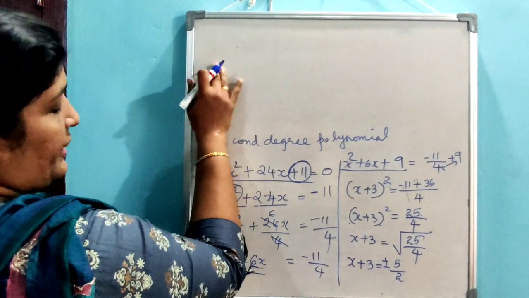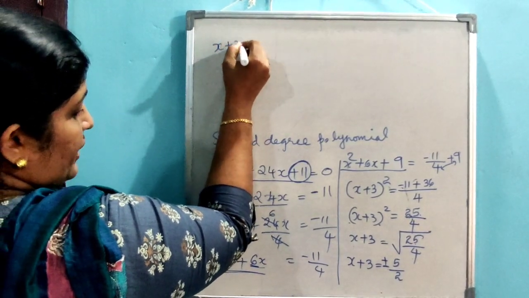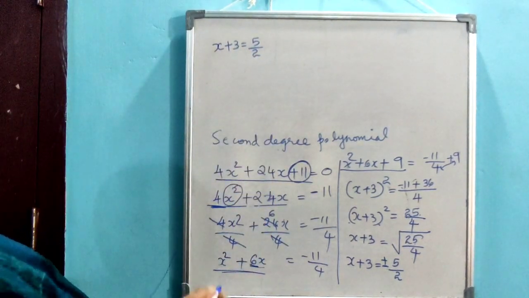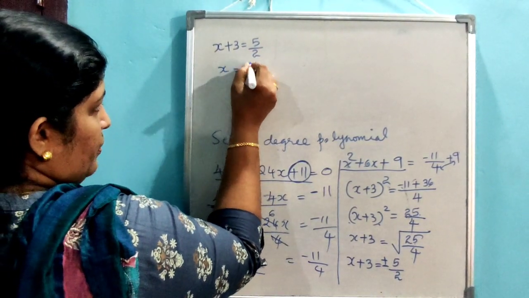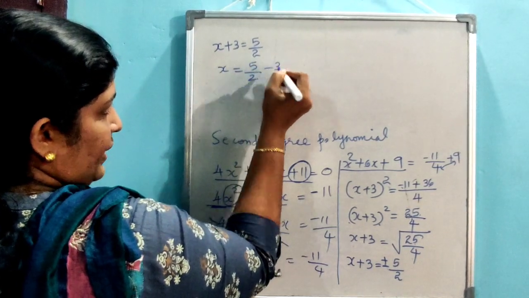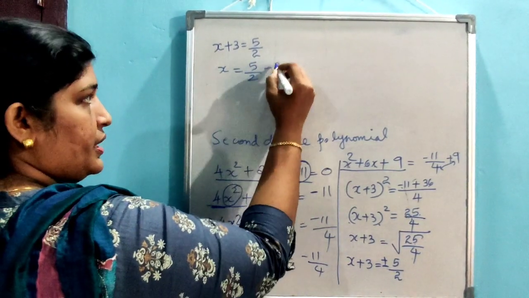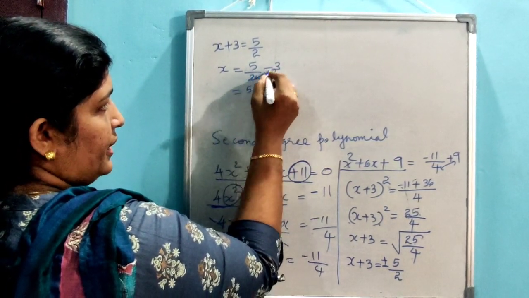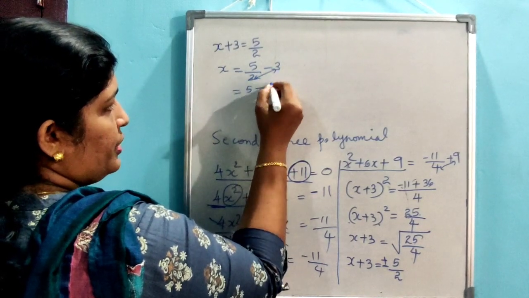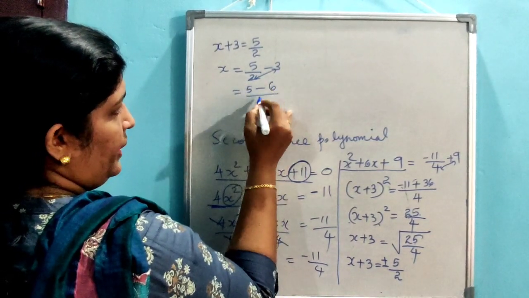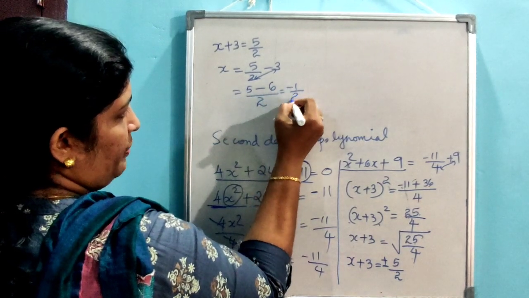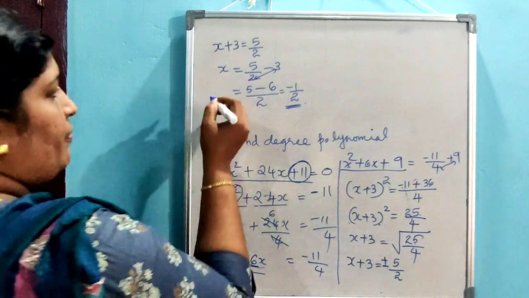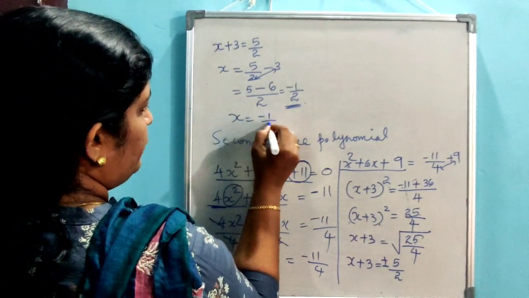Here two cases arise. That is, x plus 3 is equal to plus 5 by 2. Then what is x? x is equal to 5 by 2 minus 3. Then using the very same cross multiplication method, here we have 5 minus 3 into 2, which is 6, divided by 2. That is equal to negative 1 by 2. So one value of x is equal to negative 1 by 2.